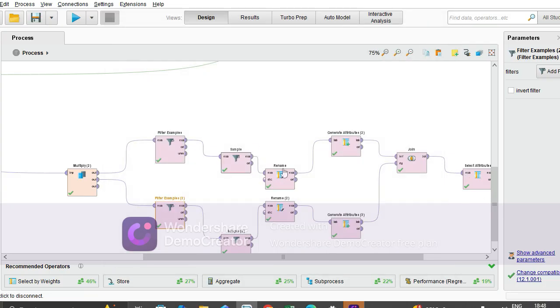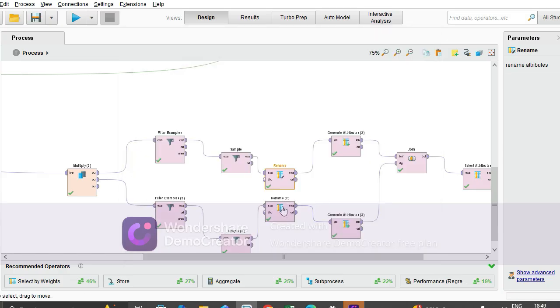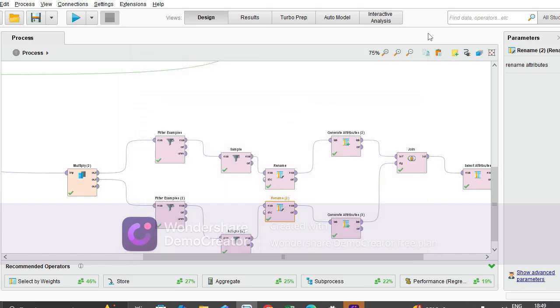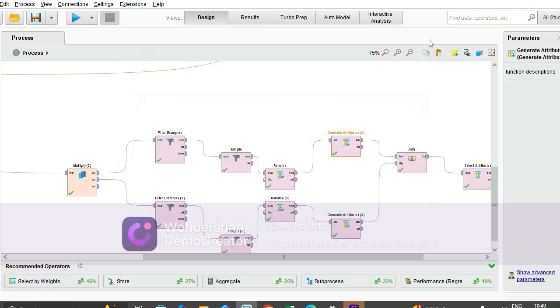I take one sample from each and rename the attributes, because I have to make a comparison. I change the attributes, like glucose to glucose A and BMI to BMI A for patient A, and glucose B and BMI B for patient B, because we need two patients, patient A and patient B. So these are the attributes for two patients basically. Our system does not support Cartesian product, so we need to generate attributes to make a common ID on which we make the Cartesian product.